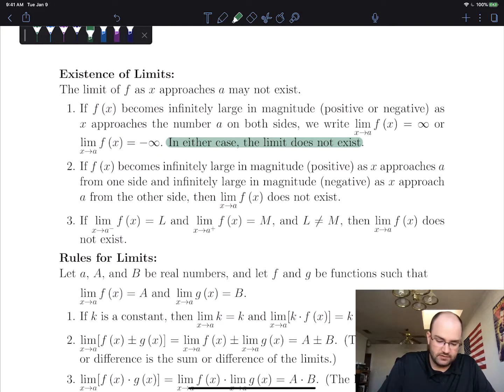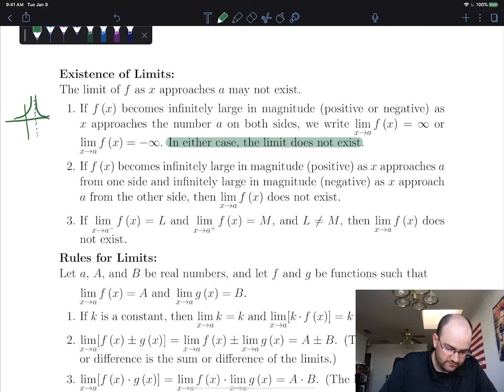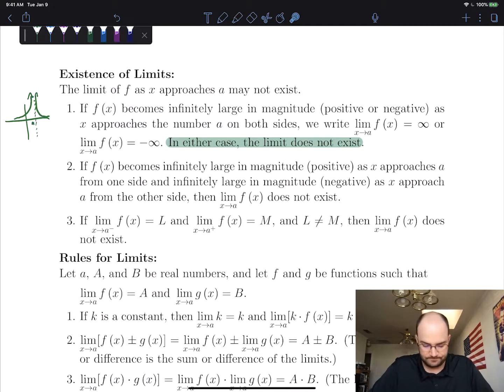Now, what's happening here is something like this. If you see a table or a graph and it looks like this, where you have a vertical asymptote, and this is going up towards infinity that way and that way as well from both sides. If this is a, then the limit as x approaches a of f of x is infinity here. The limit does not exist still, but it's going up to infinity on both sides.